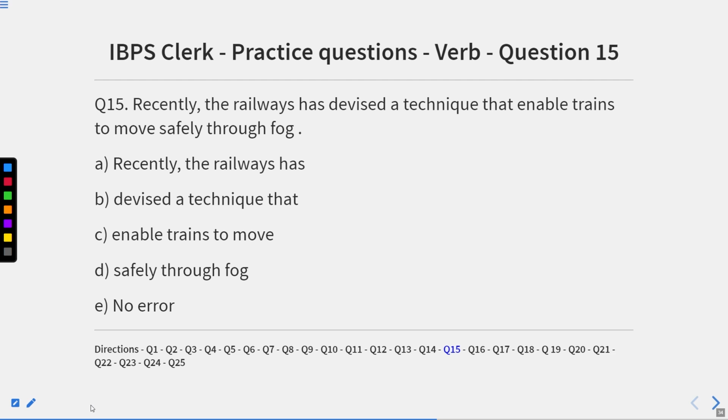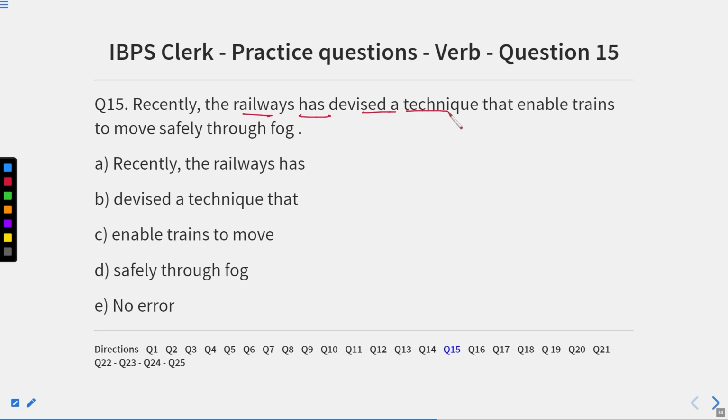Recently, the railways has devised a technique that enable trains to move safely through fog. Now, again, this is very, very simple. We are talking about the railways, that is a department, that is why we are using has. That is fine. Railways are not actually plural, but railways is actually the name of a railway. So the railways has, that is correct, because railways here is just like a collective noun.